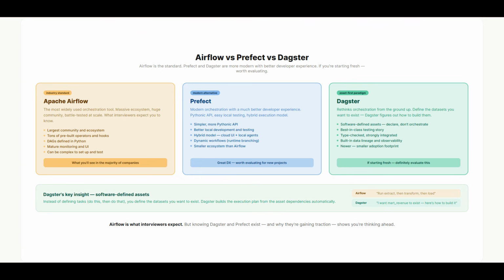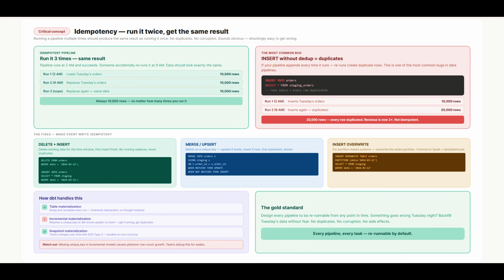Alternatives to Airflow include Prefect and Dagster, both more modern, better developer experience, much better testing story. Dagster in particular has the concept of software-defined assets, where instead of defining tasks, you define the datasets you want to exist, and Dagster figures out how to build them. If you're starting fresh, definitely worth evaluating. But Airflow is still what you'll see in the majority of companies, and it's what interviewers usually expect you to know.